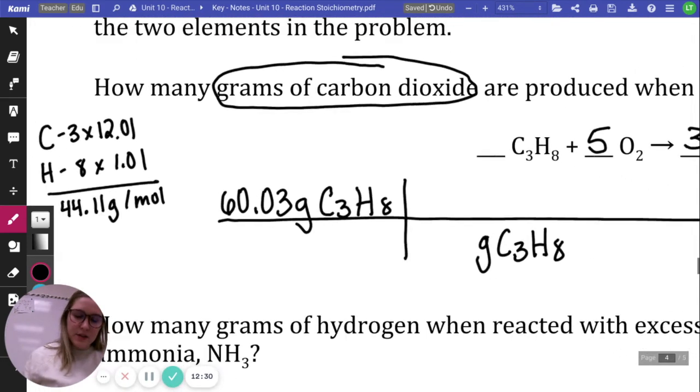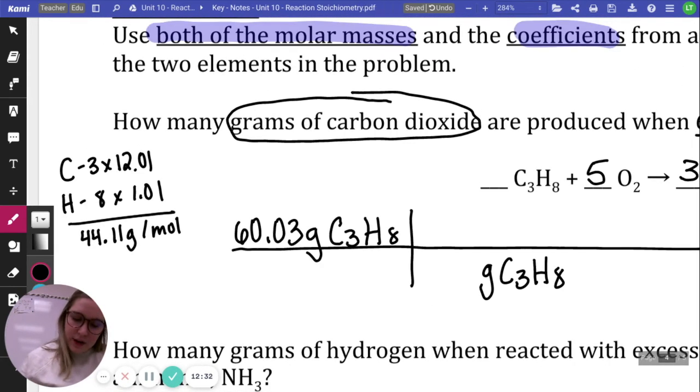All right, so I'm going to use that to do my conversion now. So I know that 44.11 grams of propane is 1 mole of propane.